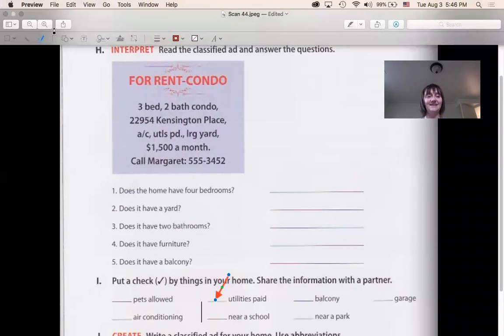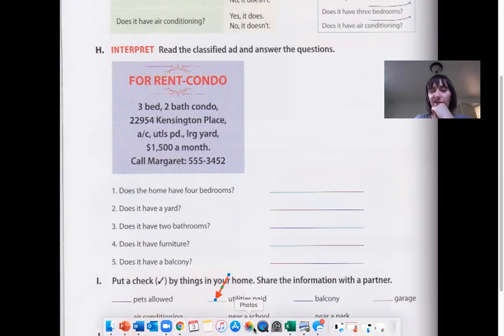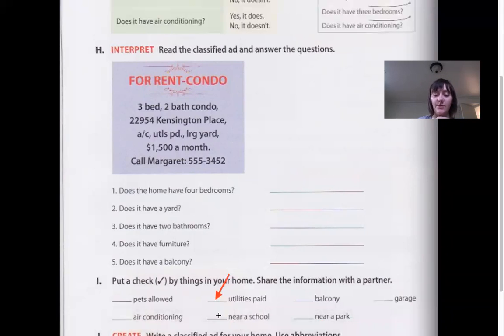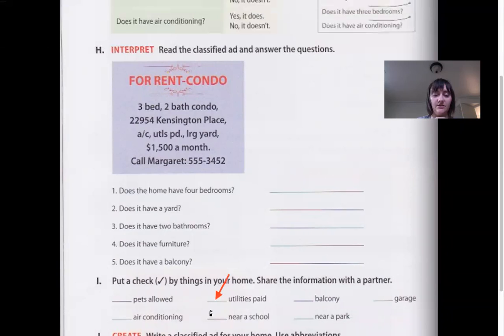The next thing is near a school. For me, I'm not near a school. Well, I guess a little bit. It's kind of down the street, I would probably say half a mile. So I guess that's pretty close. So there's a school nearby. So I'm gonna put a check. All right, next one is a balcony.